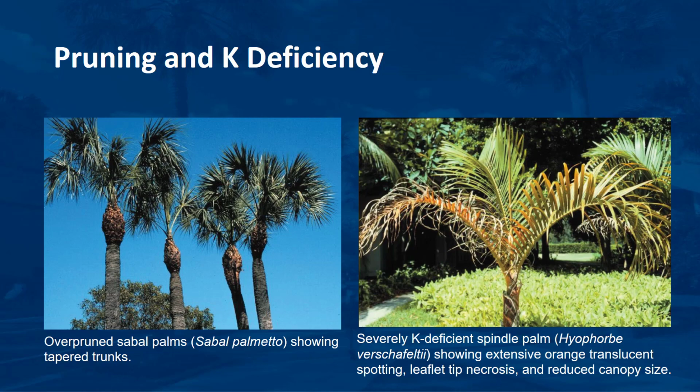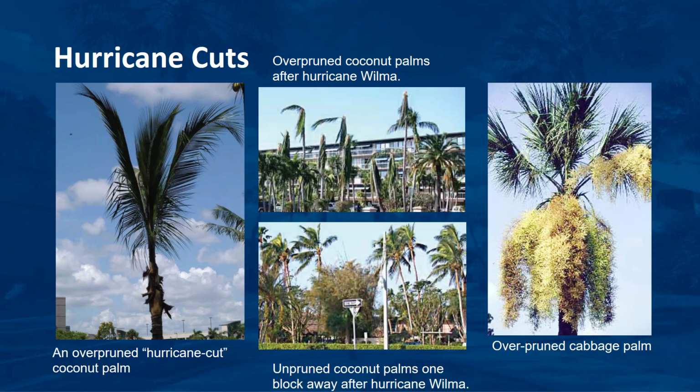Pruning old K-deficient leaves can also impact palm health. Potassium, like nitrogen and magnesium, is a mobile element within the palm. Thus, symptoms occur first on the oldest leaves, as these are depleted of their potassium in order to sustain growth of the new leaves. If these older discolored leaves are removed, the palm then removes potassium from the next leaves up within the canopy that are currently green and symptom-free.